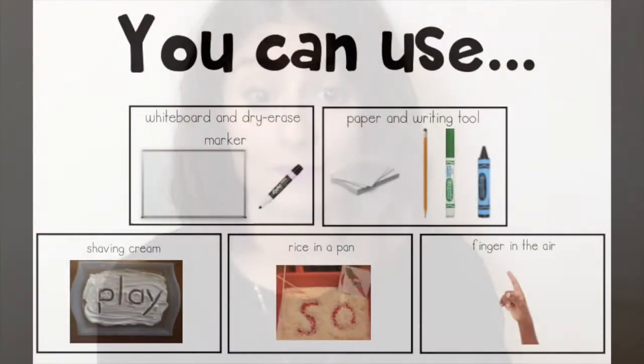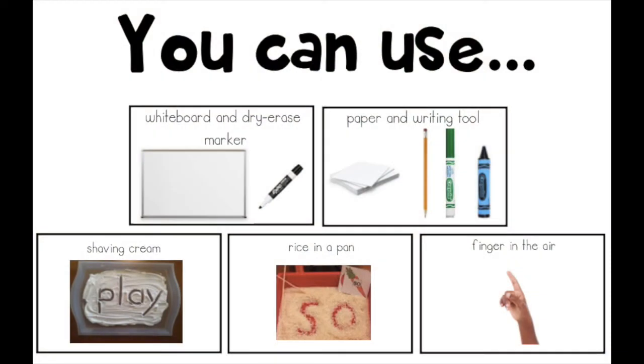Now that you have an idea about how the clock works and a little bit of knowledge about how to tell time to the half hour, it's time to practice together. You need to get some materials. I got a whiteboard marker and an eraser. Here are some options of things you can get. You can also use a whiteboard and a dry erase marker, or you can use a paper and a writing tool, shaving cream, rice in a pan, or use your finger in the air.